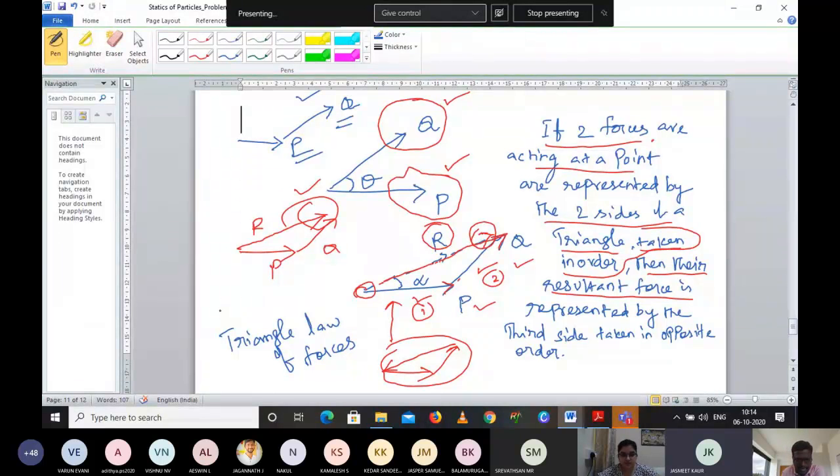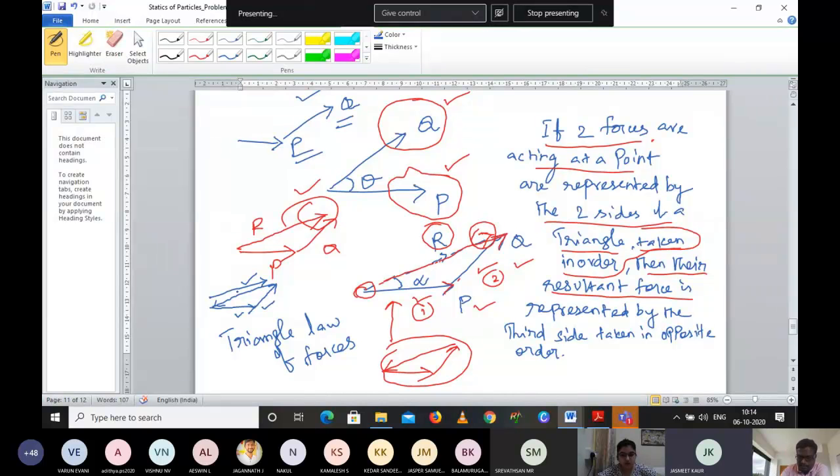If I am drawing a triangle, are you able to get it? This is one. Are you getting the direction? And the next one, this should be the direction. And from here only I have to draw a triangle. Then the order should be like this. But in the triangle law, this and this will be in the same order. Only the diagonal, the resultant, should be in the opposite order. Are we clear? Yes, sir.